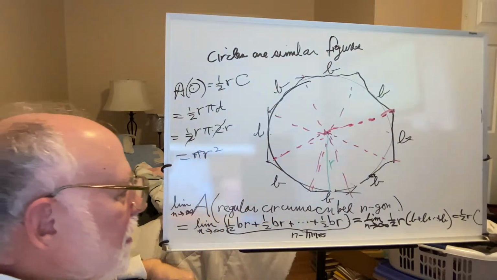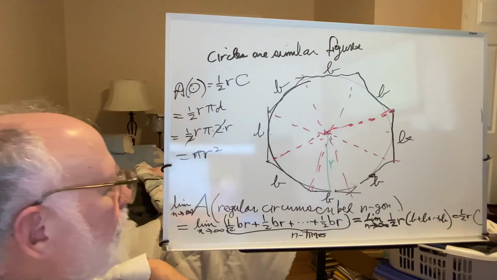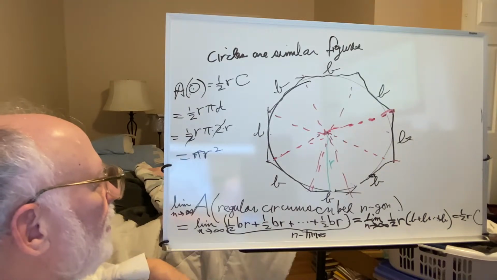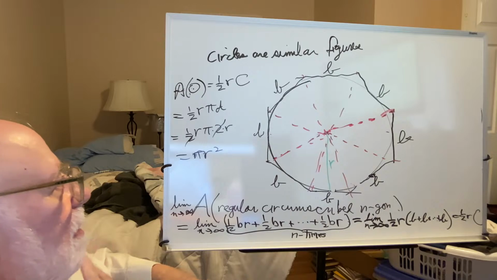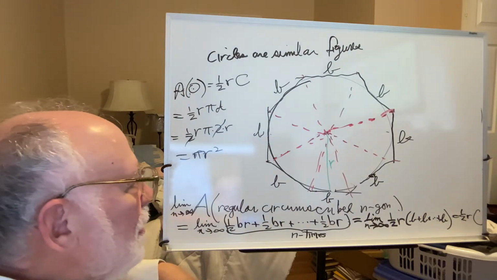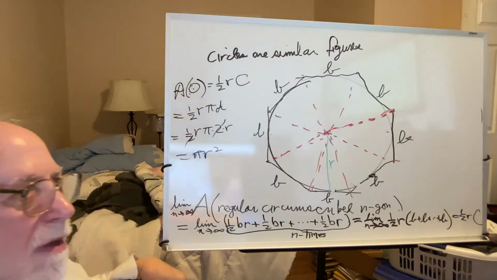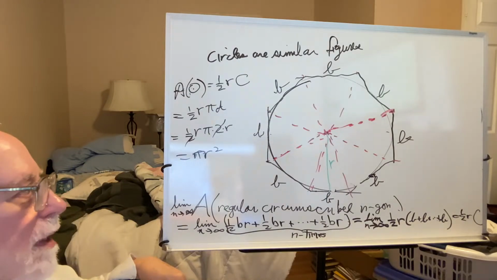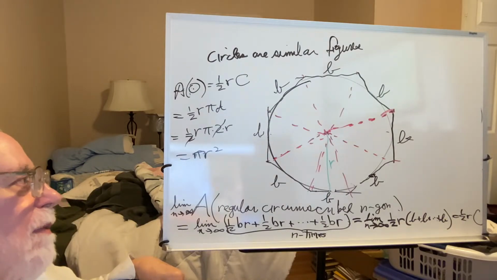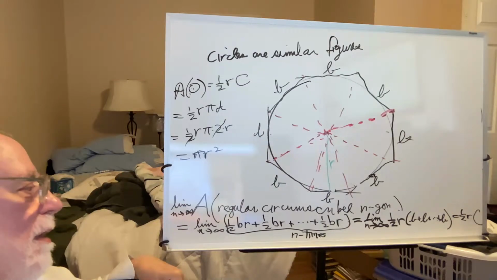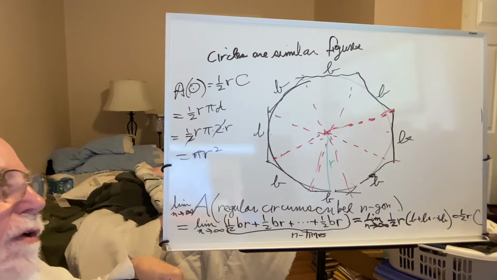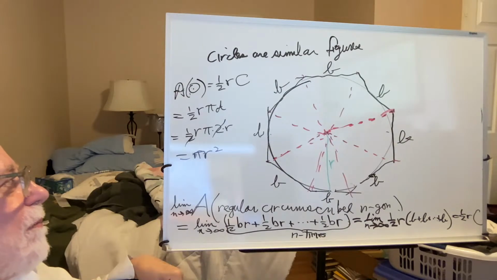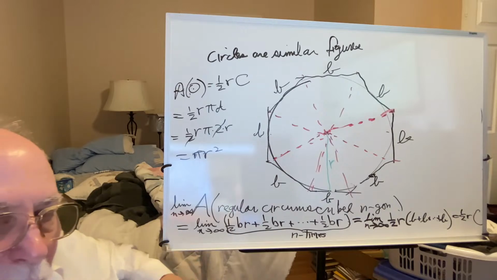So there is your example of taking a limit and extending the idea. You can think of a circle as a regular polygon with infinitely many sides, but it's not a polygon because the limit took you out of the domain of polygons and into the domain of curves. Okay, and that's the name of that tune.